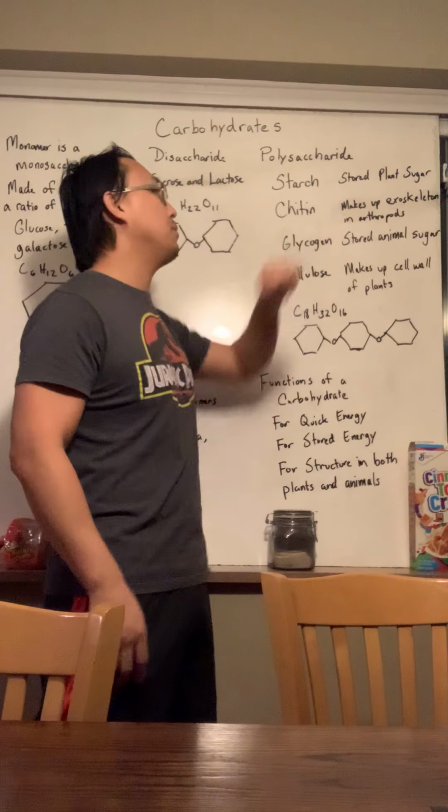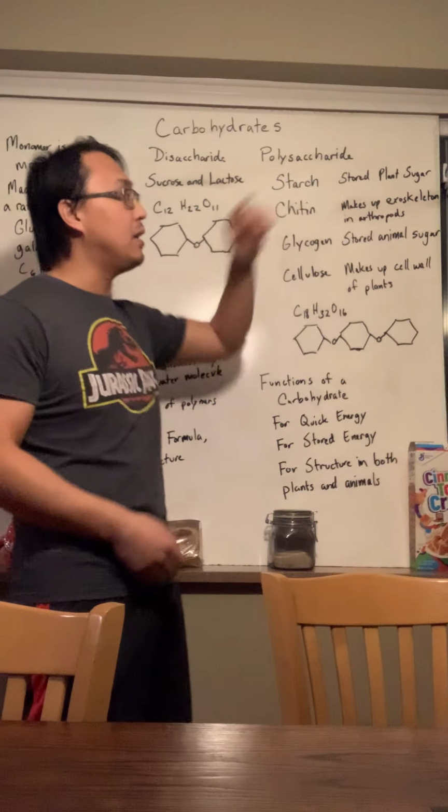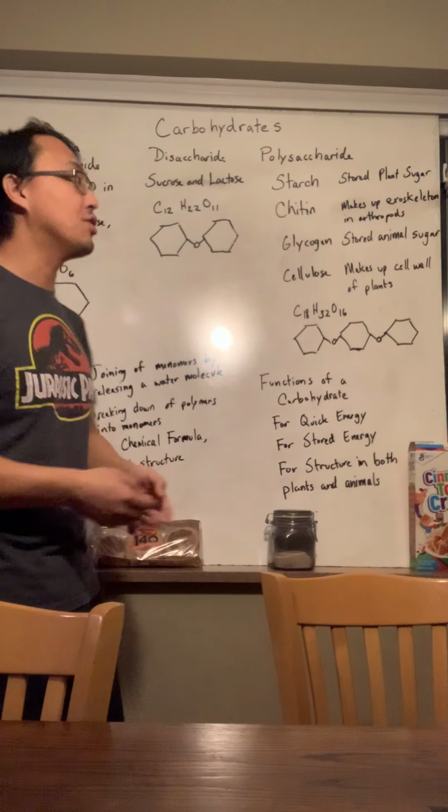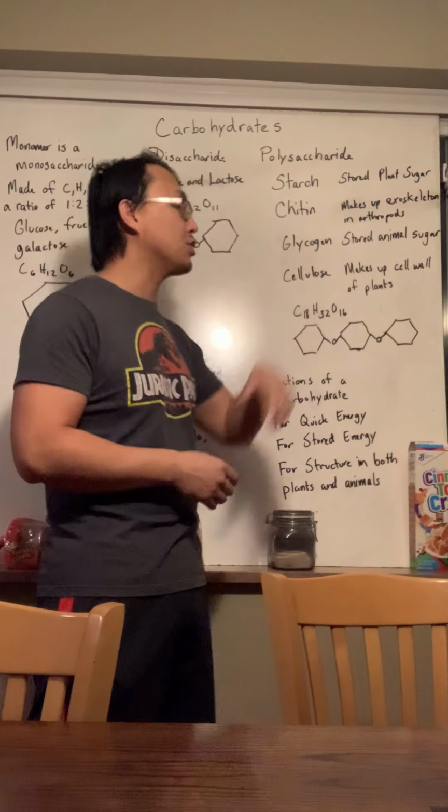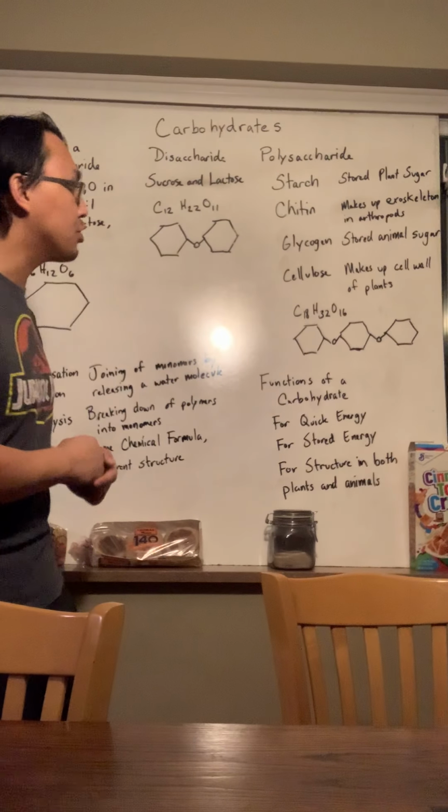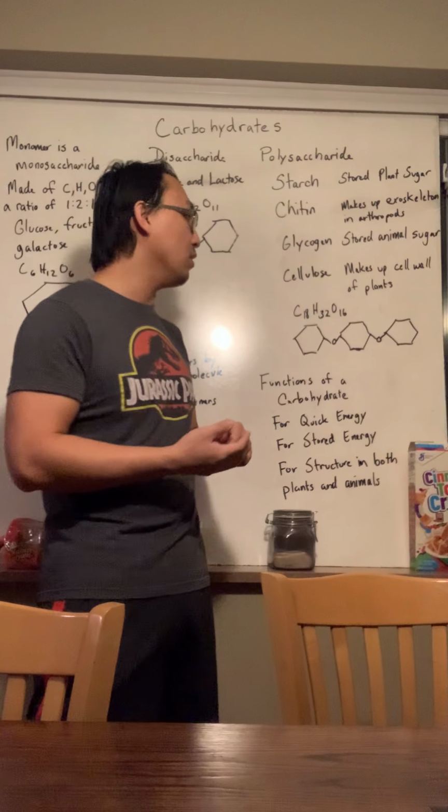Your starch is going to be your stored plant sugar. Your chitin is going to be the sugar that makes up the exoskeleton of arthropods. Your glycogen is going to be your stored animal sugar. And then your cellulose makes up the cell wall of plants.